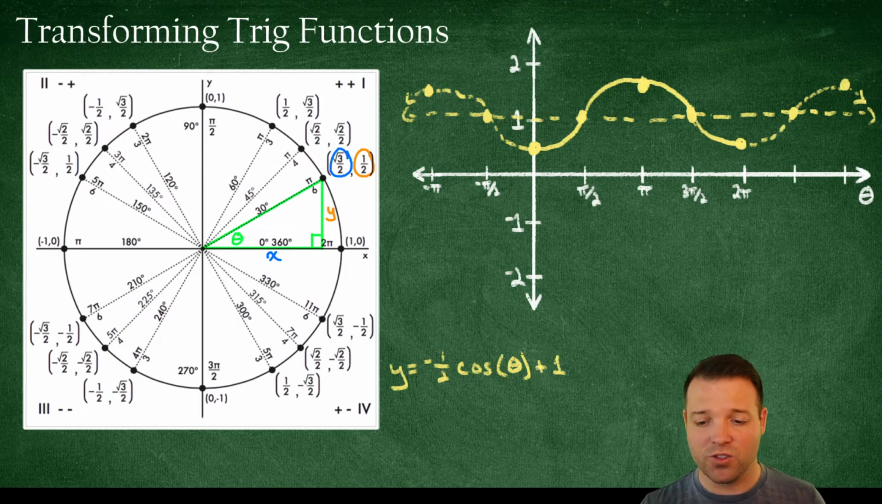So we have a vertical shift, we have a vertical compression, and then we also have a reflection over the x-axis, or a vertical flip, many times I call it. And there we go. So let's move on to the next one.